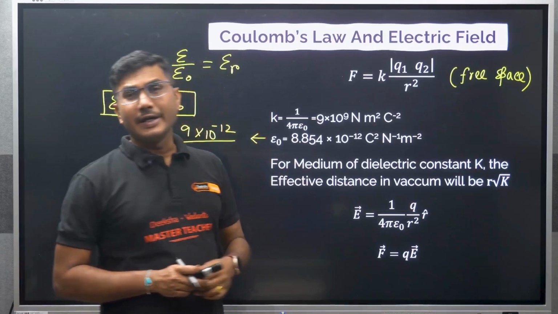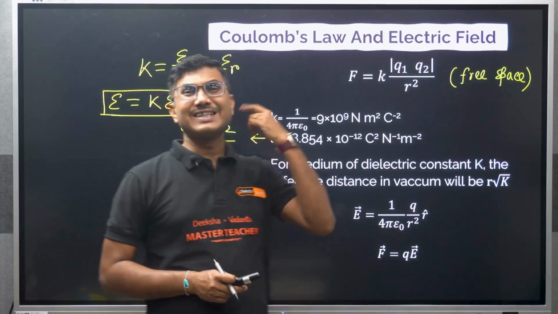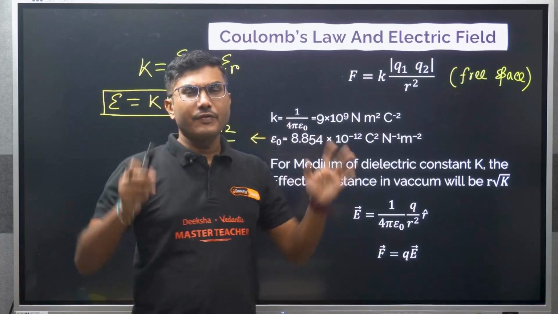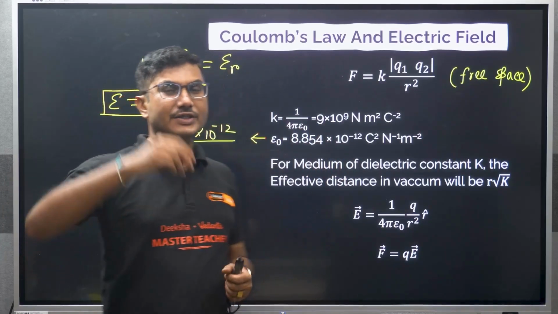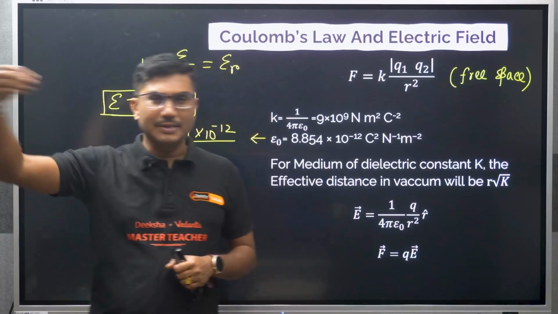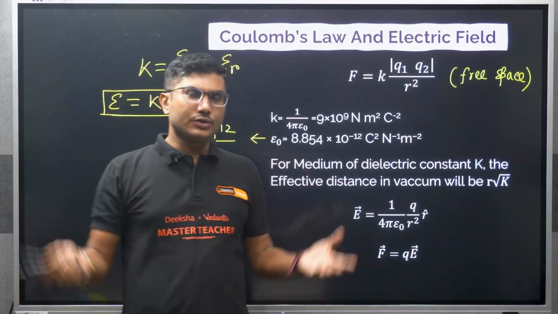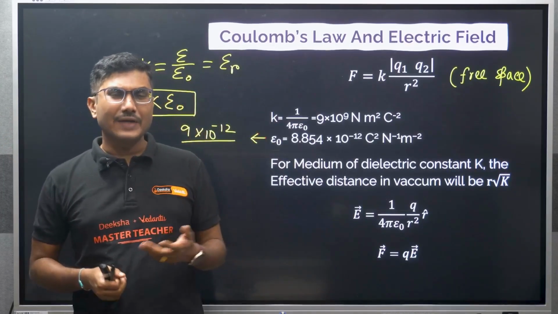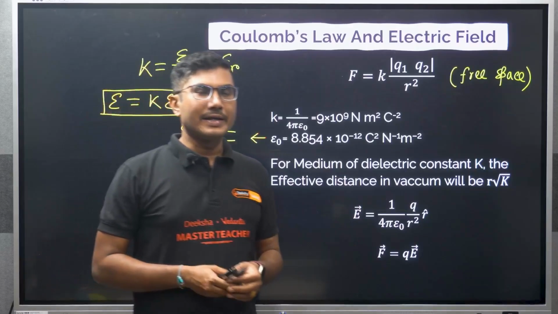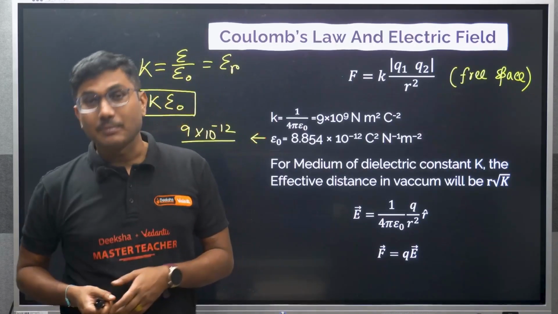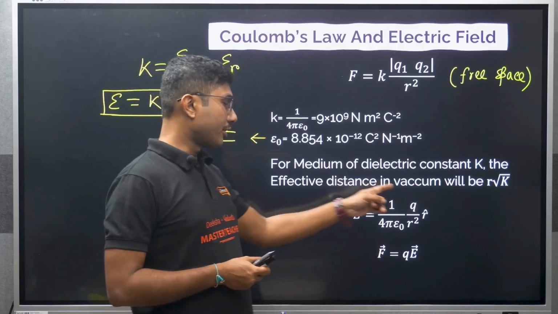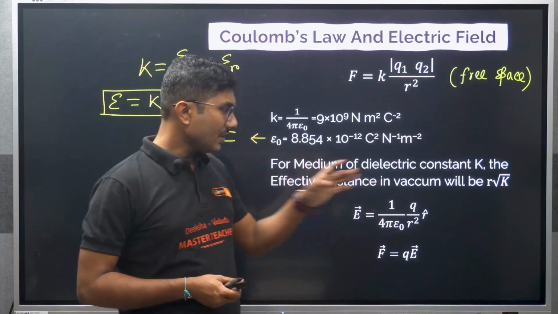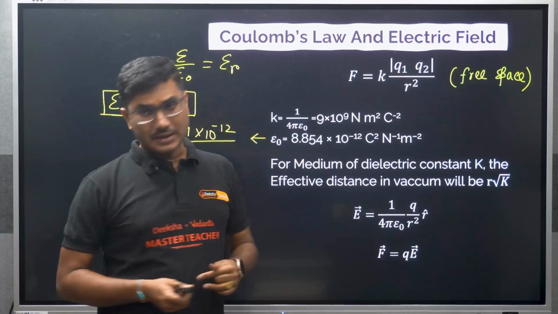The electric field, on the other hand, is defined for a single charge. If there is only one charge, what will be the effect of that charge at some unknown location, at some distance? There are no other charges present, so will there be any effect? Yes, there will be an effect, and that is defined by the electric field, and its formula is 1 by 4 pi epsilon naught, q by r square, R cap. Again, it's a vector quantity.